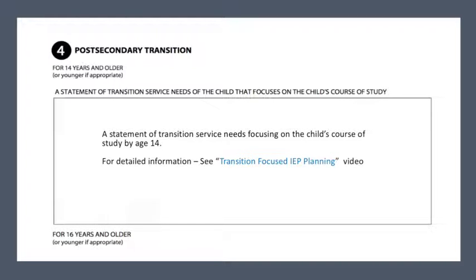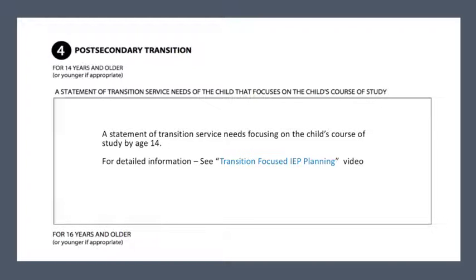So if the child's interested in going on to, let's say, a 4-year college, they need to start taking those college prep courses. If they're planning on working, let's say, as an auto tech, maybe they're going to need to take coursework in career and technical education focused on automotive technology.